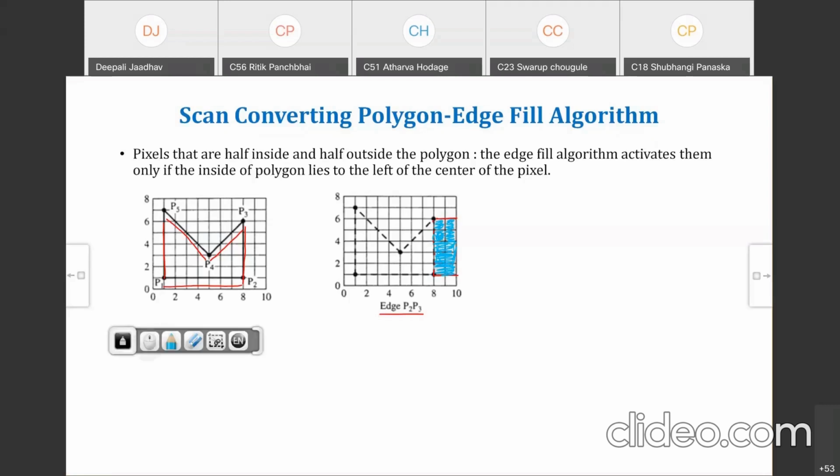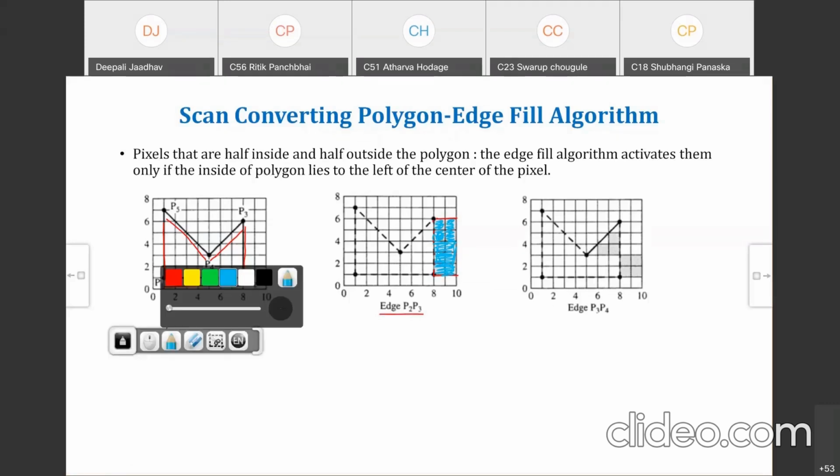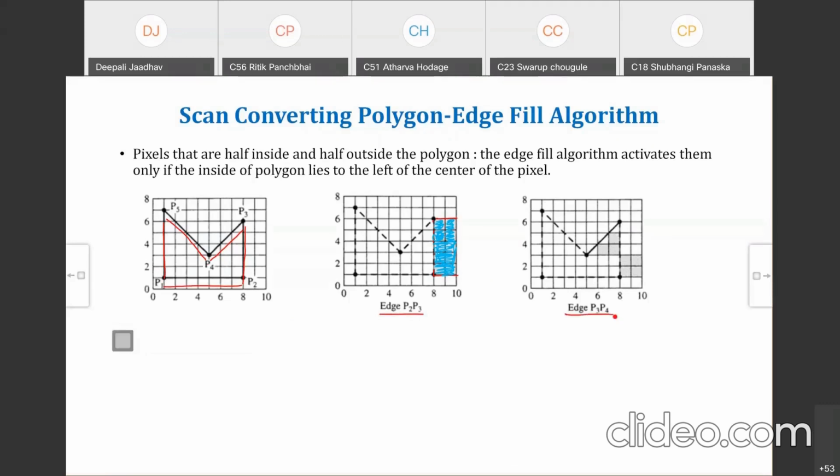Now we move towards the next one. Now we are going to consider the line P3, P4. So this is P3 to P4. For this line, these pixels on the right hand side of the line P3, P4 are considered. We consider only these pixels and complement those on the right hand side. See here, these which are on the right hand side are in the blue color.